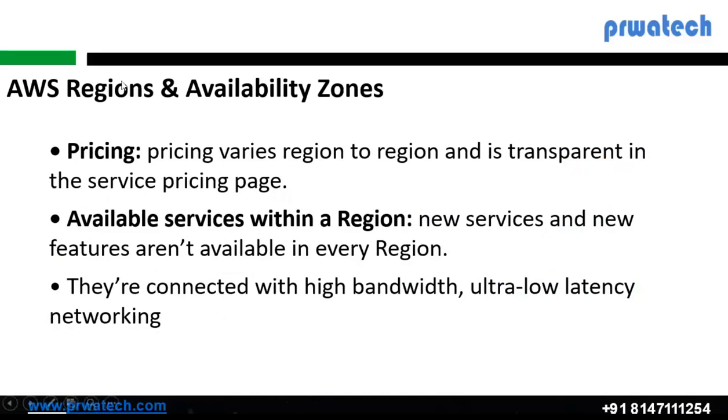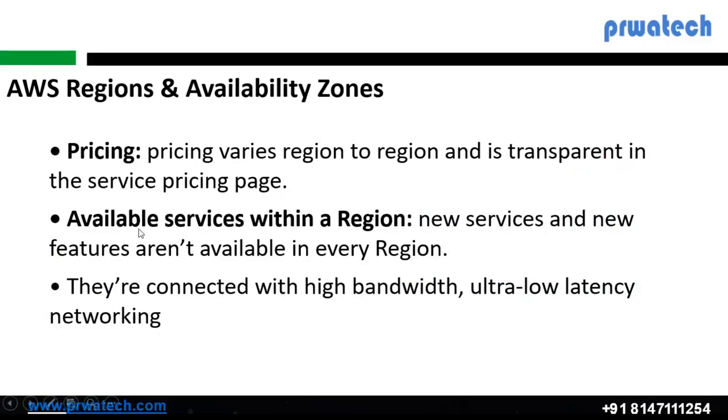Next one is the same thing. We'll be taking some extra points, AWS regions and availability zones. And why we will be choosing different regions? The first point is pricing. What does pricing mean? In every region the pricing will vary. If you're selecting Mumbai, the price will be one thing. If you're selecting Sydney, the price will be another thing. The price will vary across different regions.